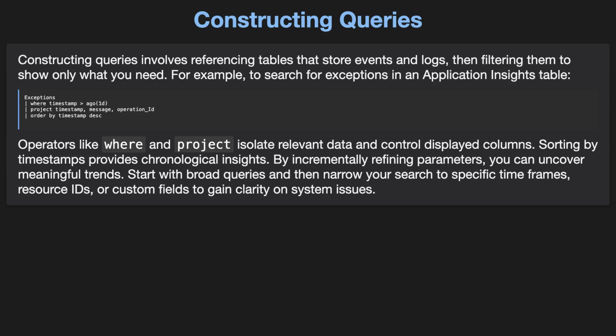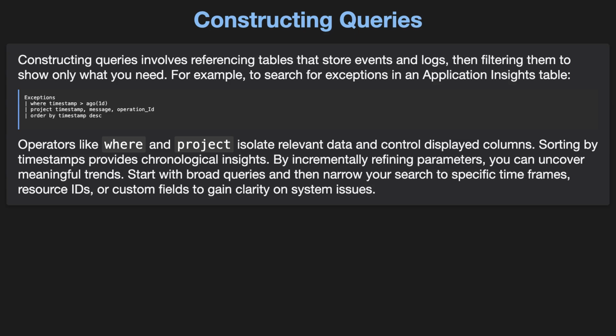For example, to search for exceptions in an Application Insights table: exceptions | where timestamp > ago(1d) | project timestamp, message, operation_Id | order by timestamp desc. Operators like where and project isolate relevant data and control display columns. Sorting by timestamps provides chronological insights. By incrementally refining parameters, you can uncover meaningful trends.